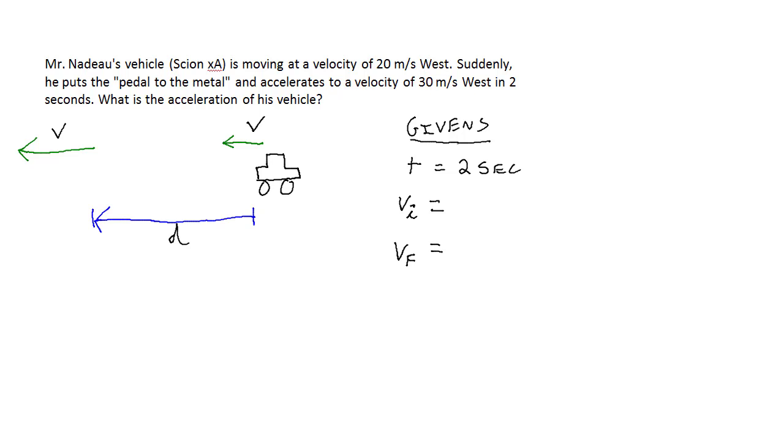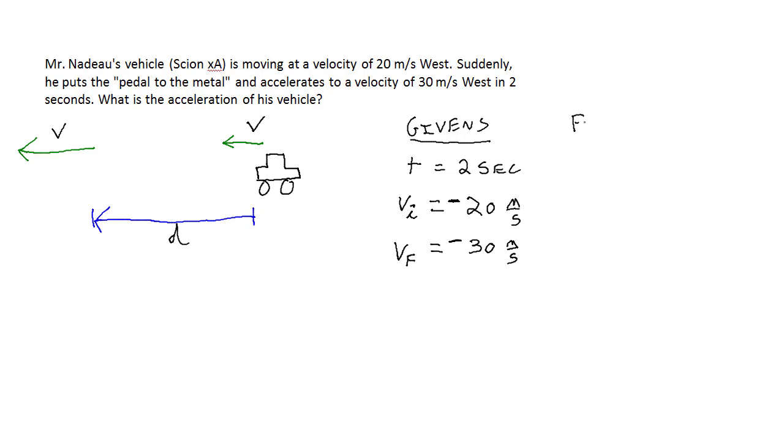So now let's identify. I start at 20 meters per second, so that's my initial velocity. But notice how I have a direction, west. I can't plug west into my equation. So what should I do with that? Good, I should put a negative in front of my 20 meters per second, indicating that it is to the west. And then my final velocity is 30 meters per second. And again, it's west, so I will put a negative in front, indicating that you're traveling to the west.